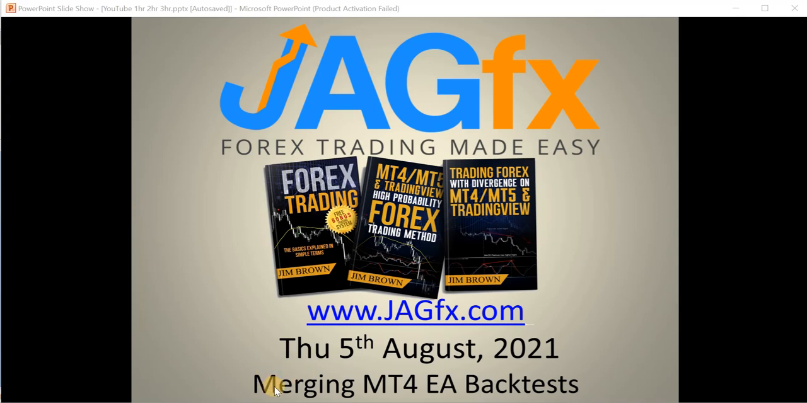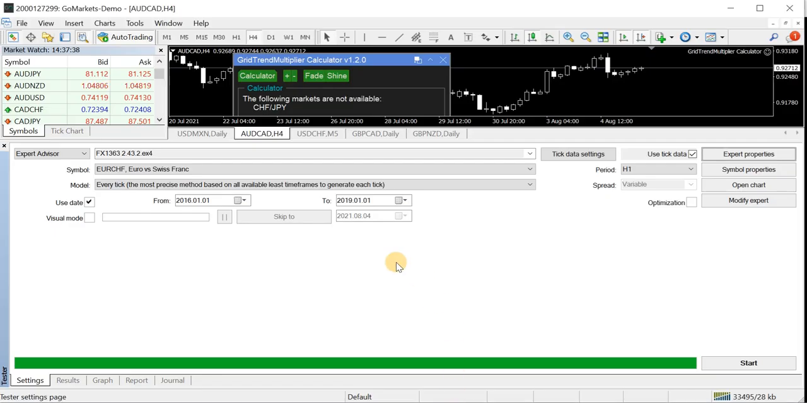As you can see by the title here, merging MT4 EA backtests. EA is Expert Advisor, or trading robots for people that are not familiar. I'm never sure if backtest is one word or two words, but we'll go with one word. So what we'll do first up, I'll just show you a few things. Now, this is on MT4, all right?